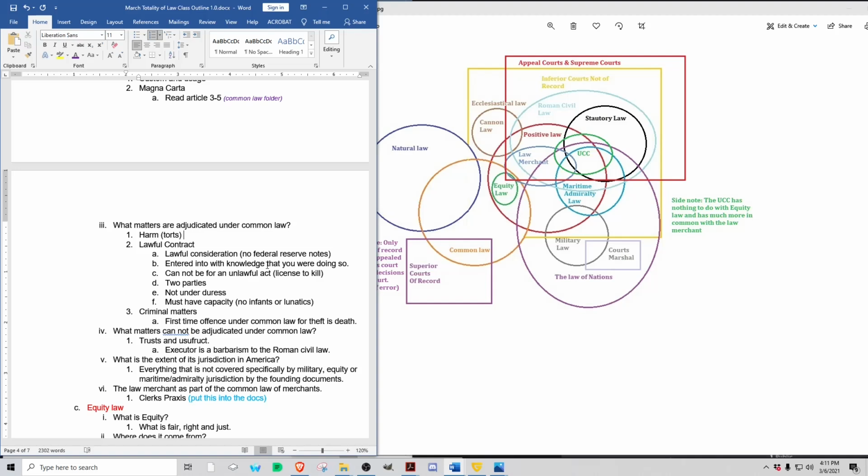So anyway, C, from the aspect of lawful contracts, under the outline. So C, it cannot be for an unlawful act, meaning you can't create a contract regarding an act that would be unlawful. As an example, a license to kill somebody, or to write out a contract and say, hey, Joe, I'll pay you $10,000 if you go kill my neighbor. Right? Can't do that.